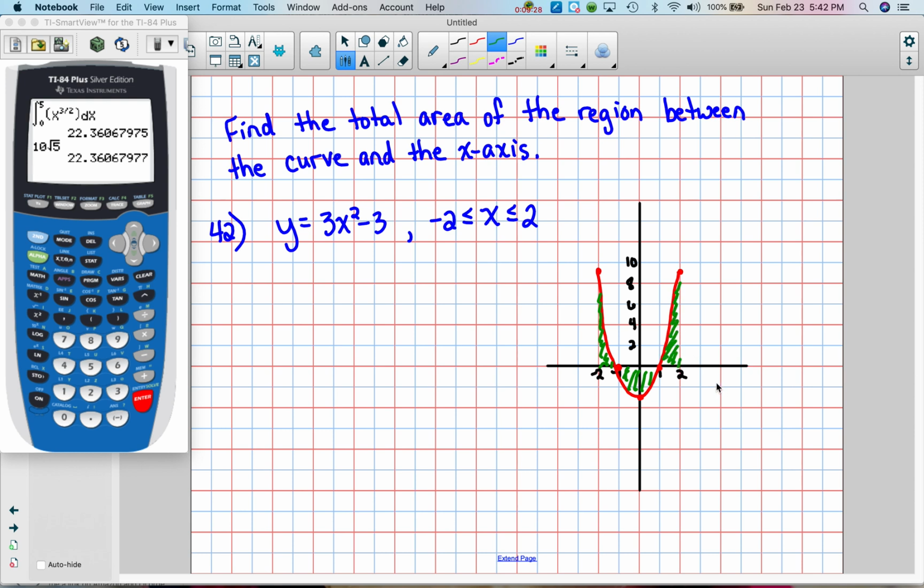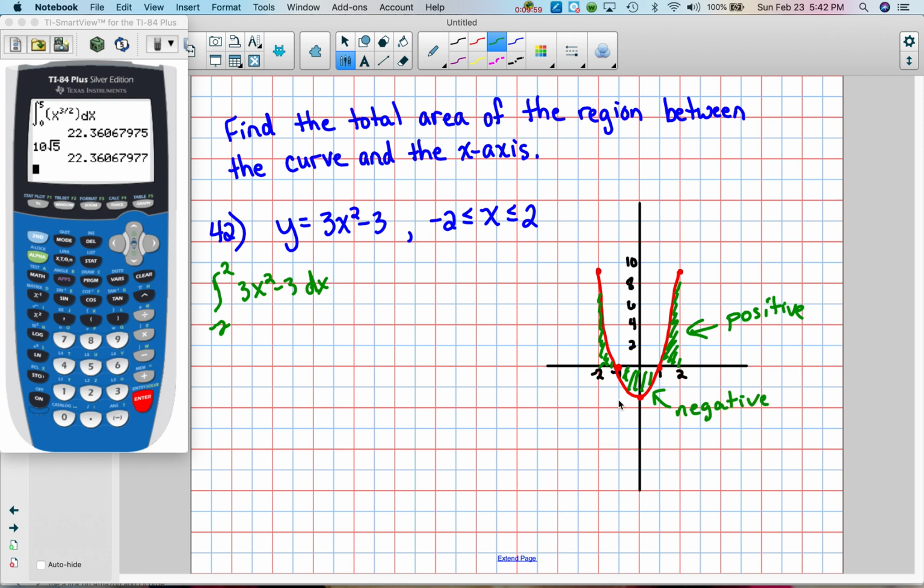Okay, and we want to find the total area. So if we were just evaluating the integral, we could do that. We would just do from -2 to 2, 3x squared minus 3 dx. But that's not going to tell us the area, because part of this is above the x-axis and part of this is below.